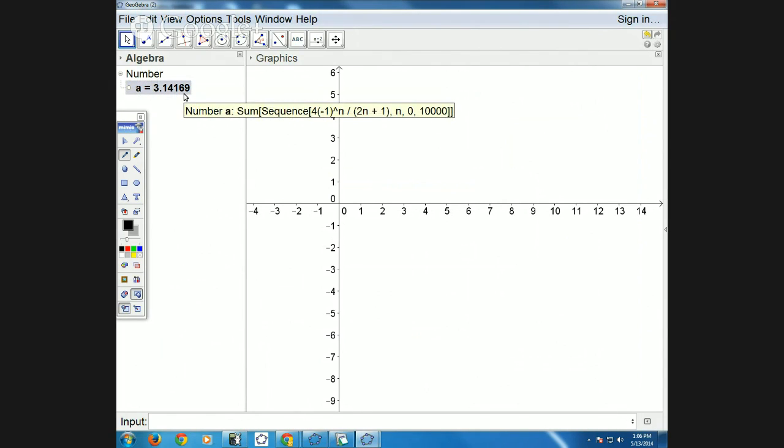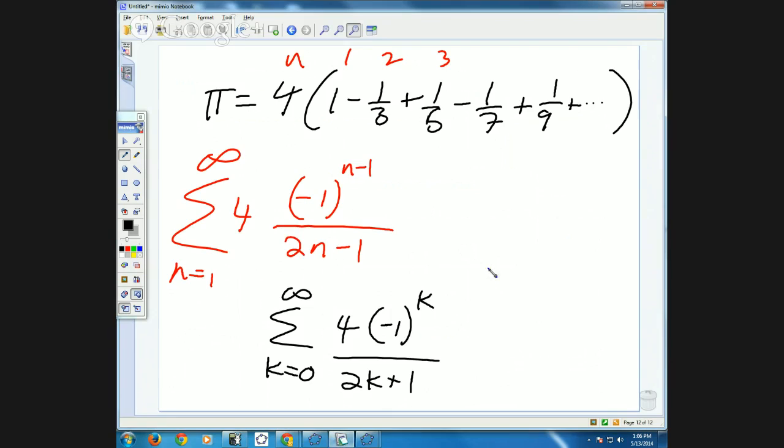Oh, I got a negative number. Did you get negative pi? That means you have your alternations in the wrong spot. If you have an n here instead of an n minus 1 in the exponent, you have the opposite of what we want. You have the left-hand endpoint instead of the right-hand endpoint. So you have to be careful and double check that your signs fall in the right spot.